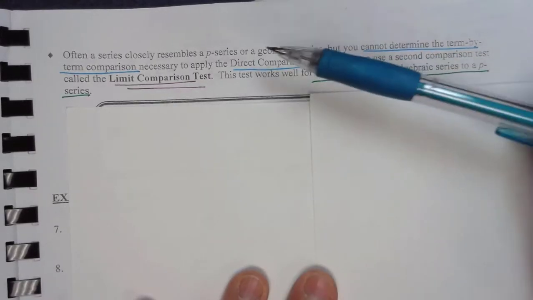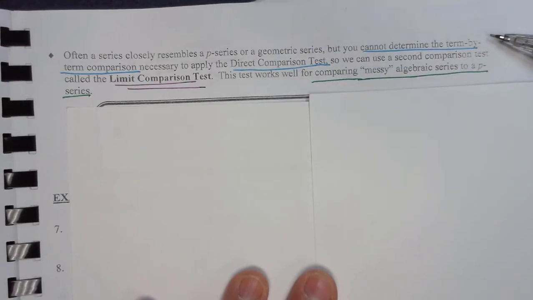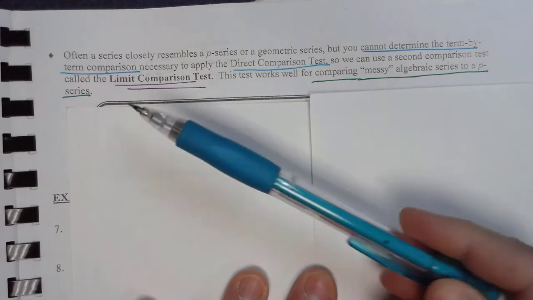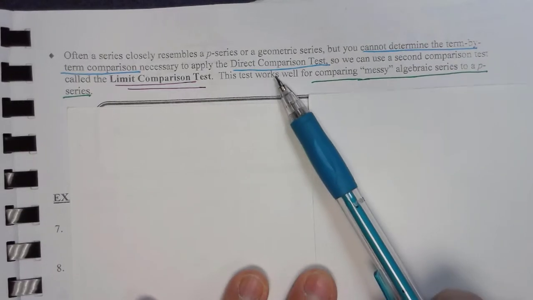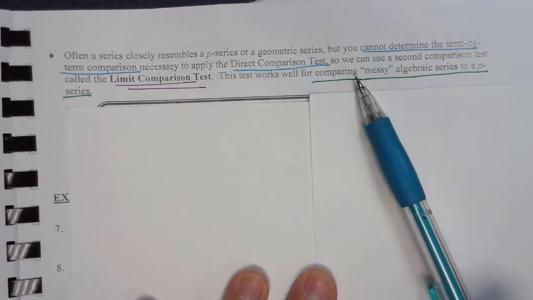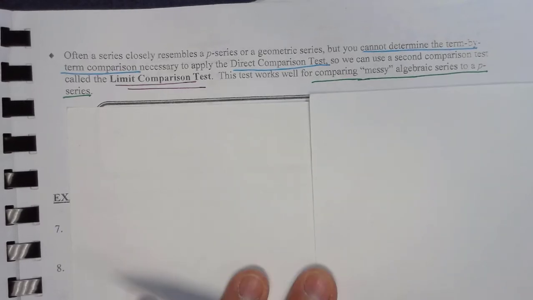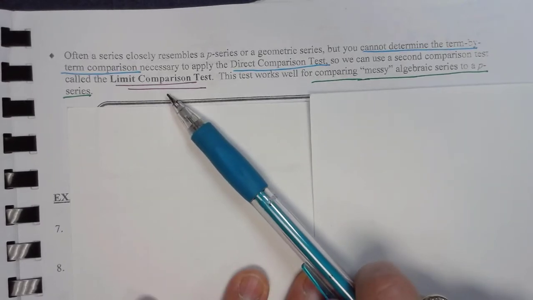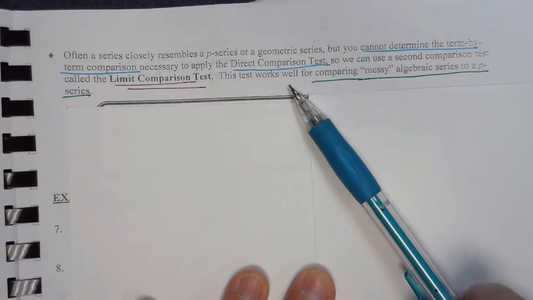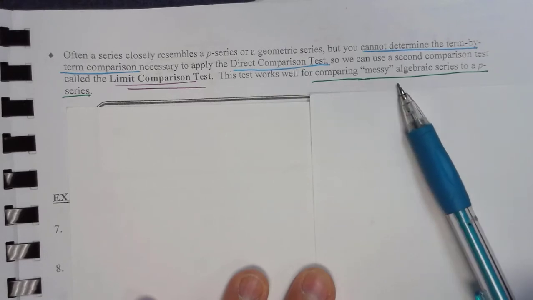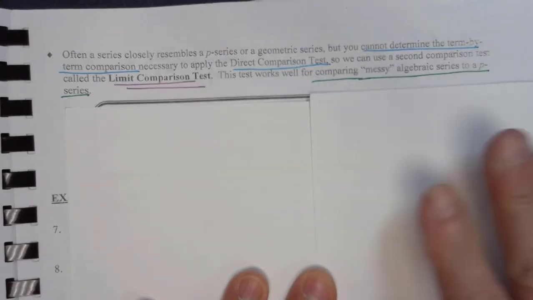Often, a series closely resembles a p-series or a geometric series, but you cannot determine the term-by-term comparison necessary to apply the direct comparison test. So we can use a second comparison test, and we call that the limit comparison test. This works well for comparing messy algebraic series to a p-series.